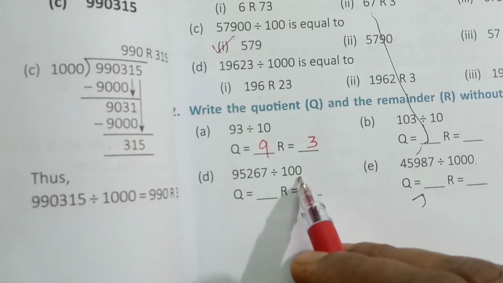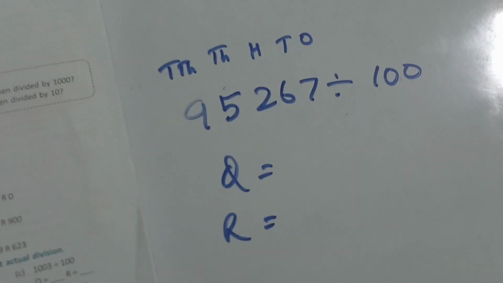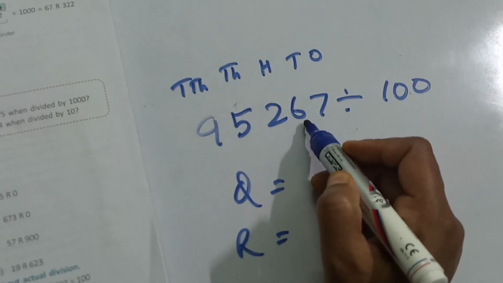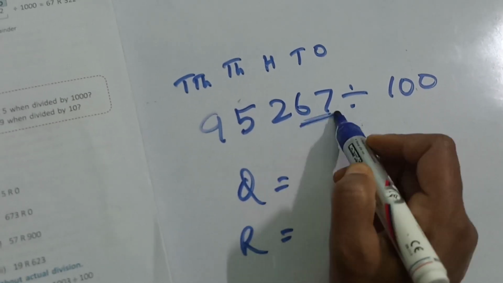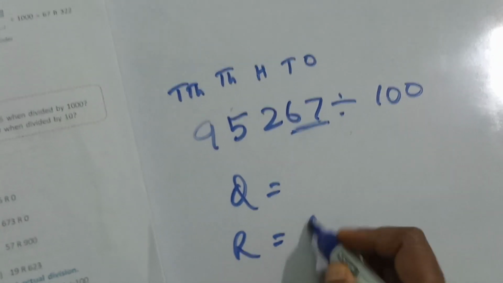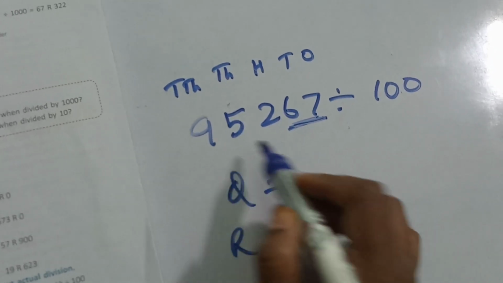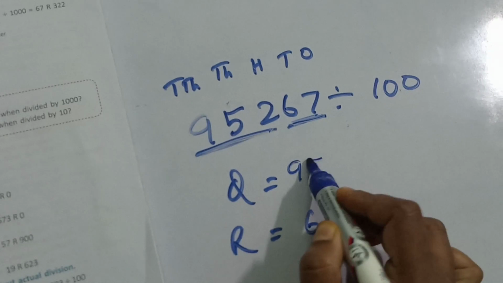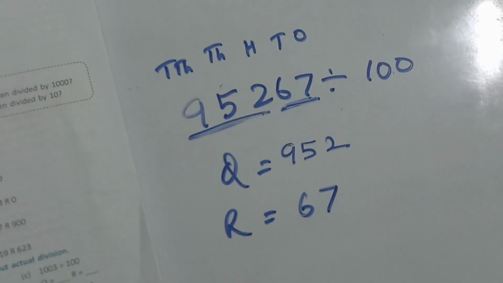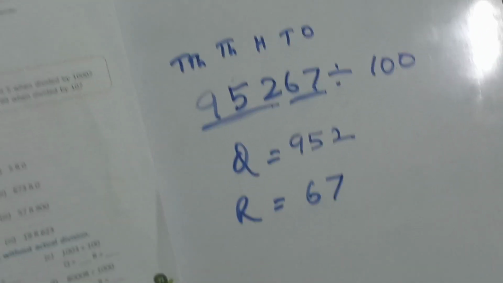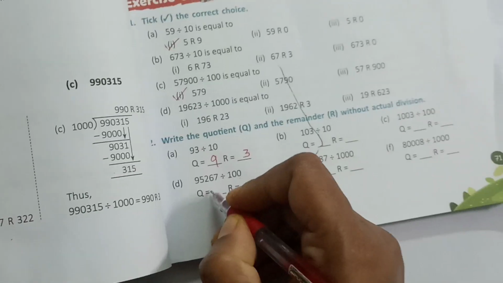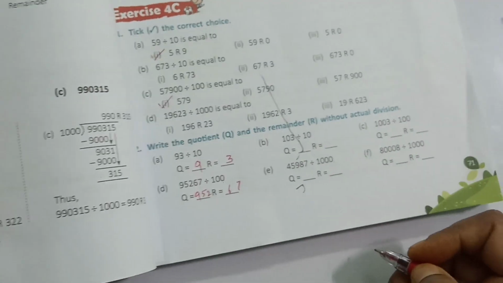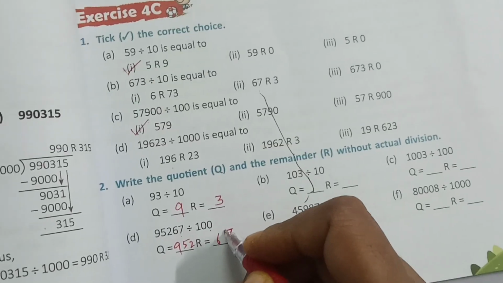Now moving to question number D here. 95,267 divided by 100. So children, when we divide by 100, the number formed by the ones place digit and the tens place digit, 67, is your remainder. And the leftover digits at the higher places form your quotient. So you write here quotient is 952 and remainder is 67. I hope it is clear, children.